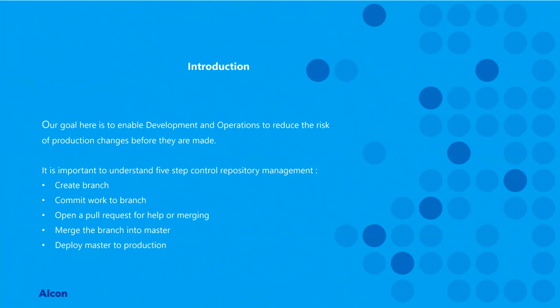Just to introduce, our goal here is to enable development and operations to reduce the risk of production changes before they are made. It's important in doing this to understand the 5-step control repository management. Those 5 steps are: you create branches, you commit work to the branches, you open a pull request for help or merging into these branches, you merge branches into the master, and deploy the master in production.